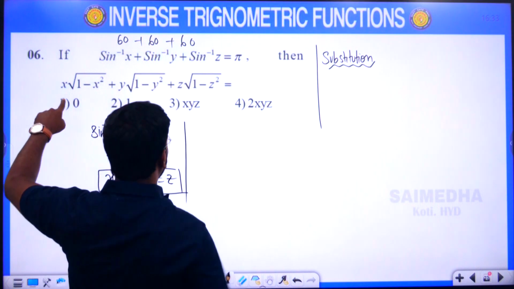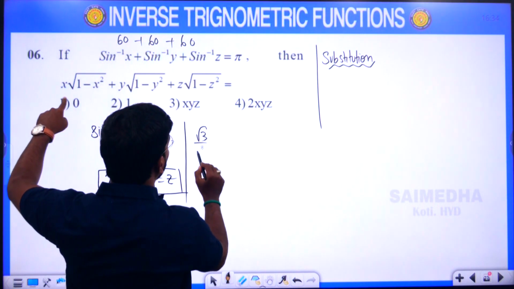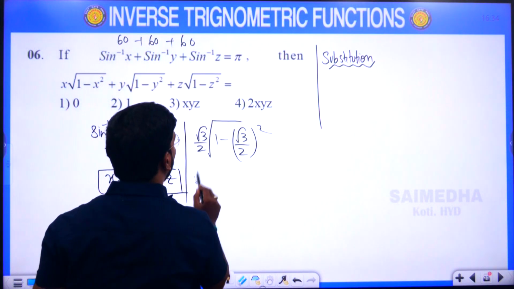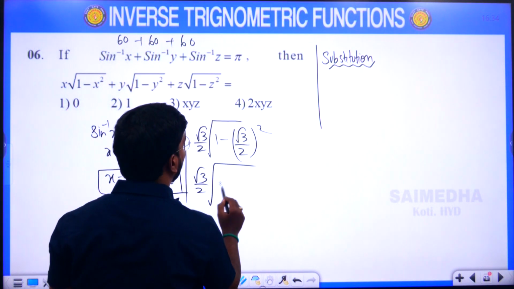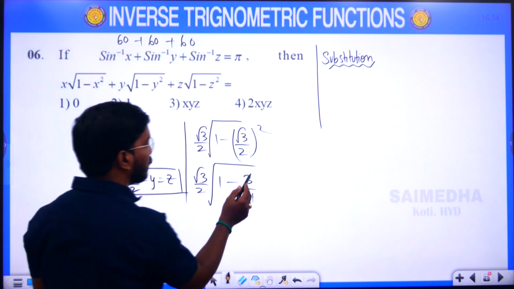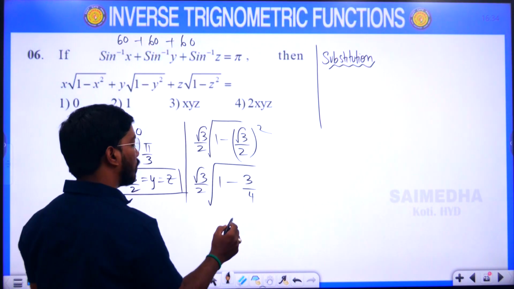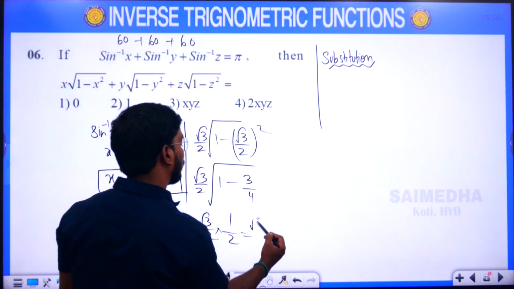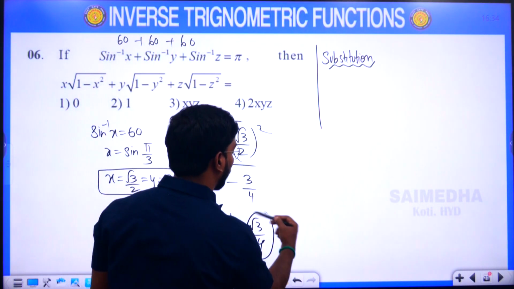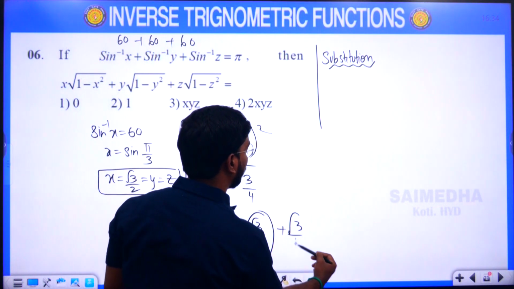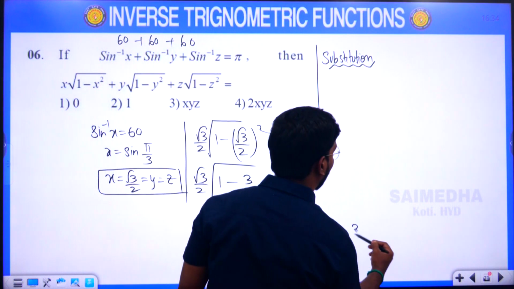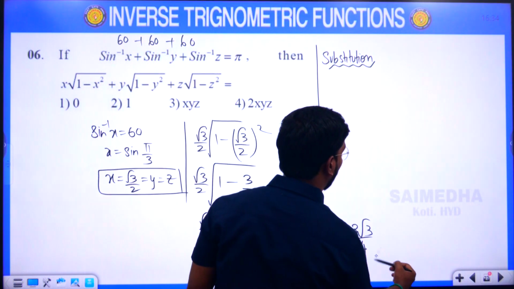All are similar terms. So we can solve the first one: root 3 by 2, root of 1 minus (root 3 by 2) whole square. What is it going to become? Root 3 by 2, root of 1 minus 3 divided by 4. 4 minus 3 by 4, 1 by 4. Root of 1 by 4, 1 by 2. So root 3 by 2 into 1 by 2, this is root 3 by 4. First term is root 3 by 4, second term is root 3 by 4, third term is also going to become root 3 by 4. So what is the answer going to become? 3 root 3 by 4.